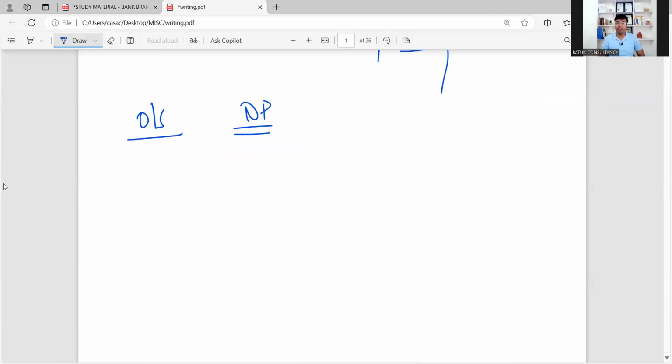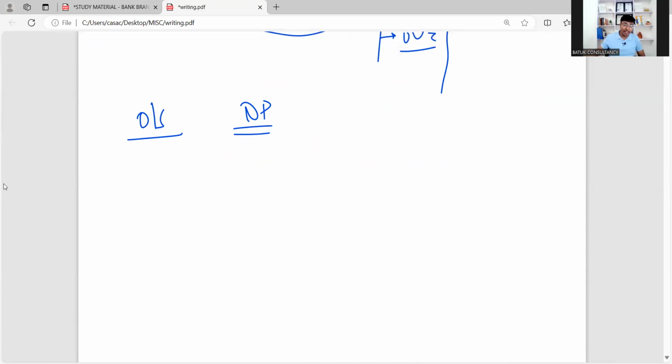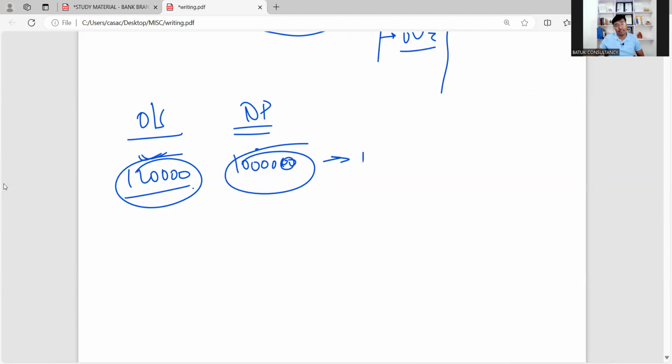We also need to compare that there is no excess outstanding balance over the drawing power. Suppose the drawing power is 1 lakh rupees and the outstanding is 1,20,000 rupees. This will not be possible. ये possible नहीं है.